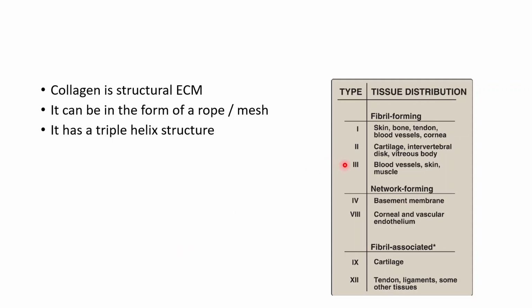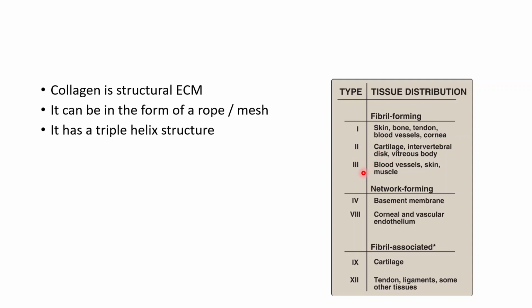Now based on its type, if it's like a rope or fibril forming, it is seen in skin, bones, tendons, blood vessels, cornea. So here type 1 collagen is seen. Type 2 collagen also is a fibril type or rope type and is seen in cartilage, intervertebral disc, vitreous humor.